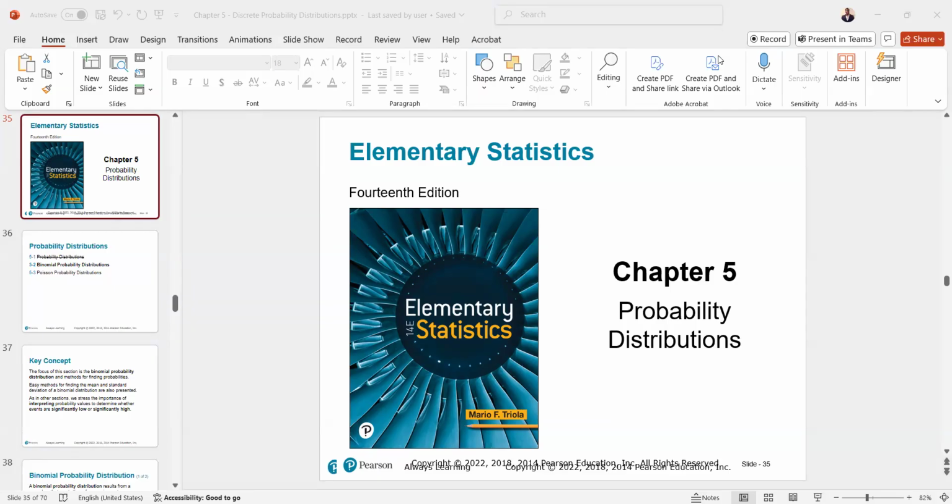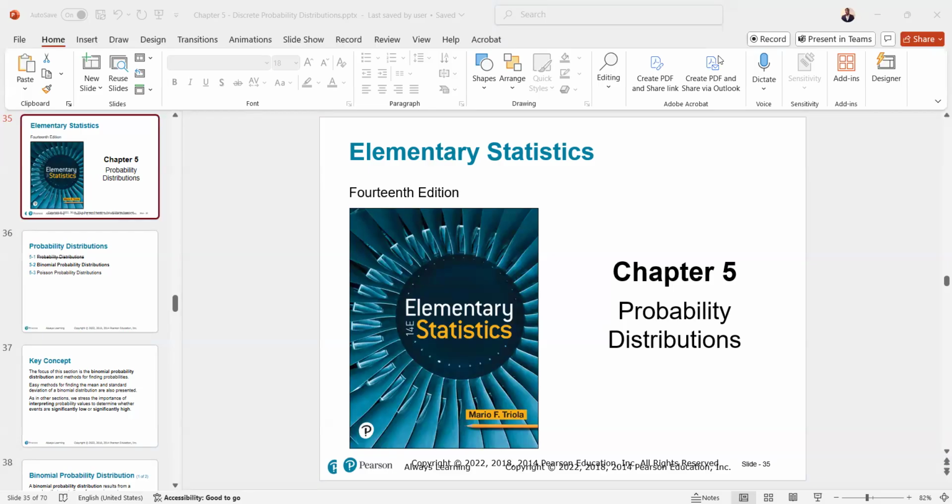Remember in section 5.1, we did probability distributions, where we defined what a random variable and a probability distribution are. We determined whether the requirements of a probability distribution are satisfied. That means probability is between 0 and 1, total probability of all probabilities is equal to 1 or 100%, and also the x's are all numerical data, not categorical data.